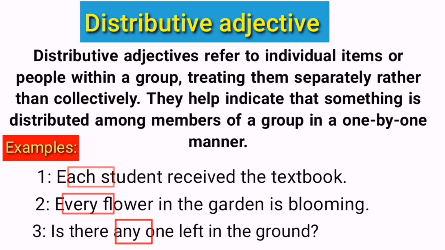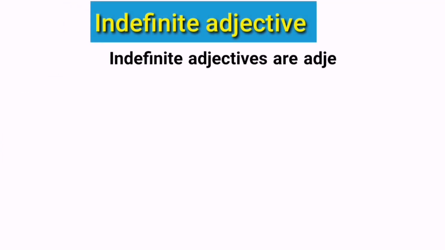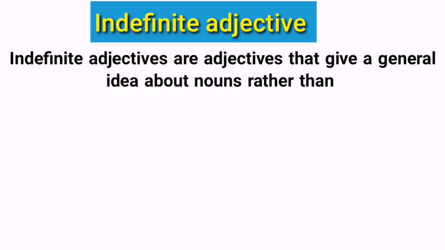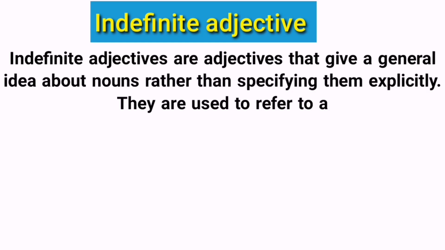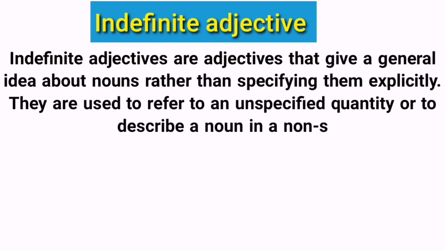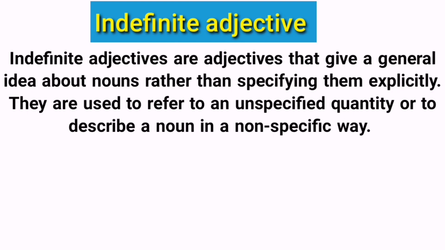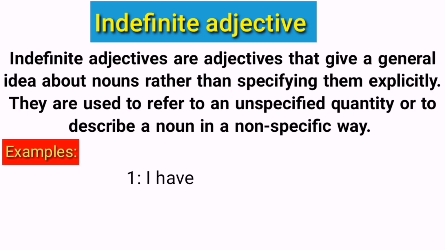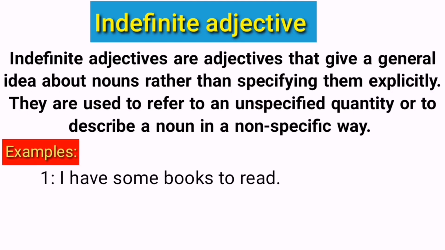Indefinite adjectives are adjectives that give a general idea about nouns rather than specifying them explicitly. They are used to refer to an unspecified quantity or to describe a noun in a non-specific way. For example, the sentence, "I have some books to read," uses the indefinite adjective, some. This adjective doesn't specify the exact quantity of books, but it indicates that there are books available for reading.